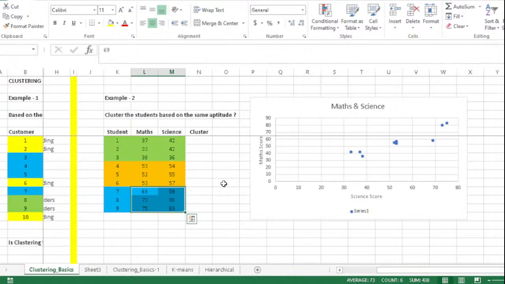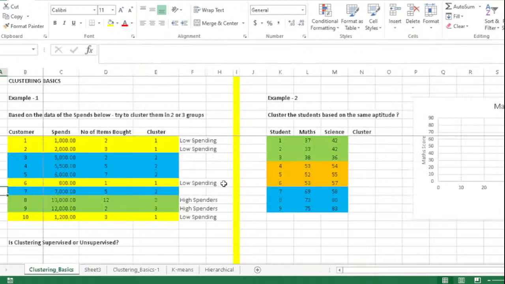But yes, right now we have created a cluster intuitively, we have just observed the spends. But if you have a million rows, a million observations, then it becomes really tedious, and then comes in the clustering algorithm, which will help us identify the clusters when we have a huge amount of data.